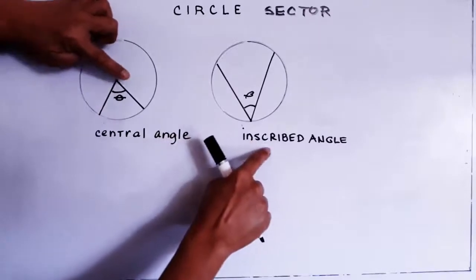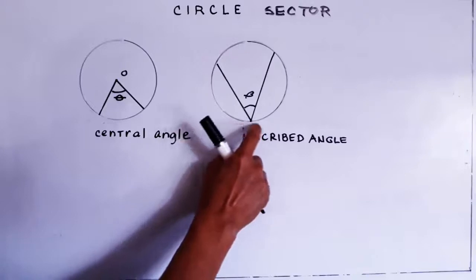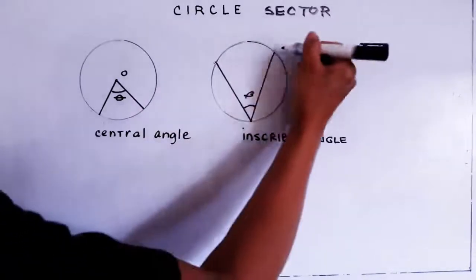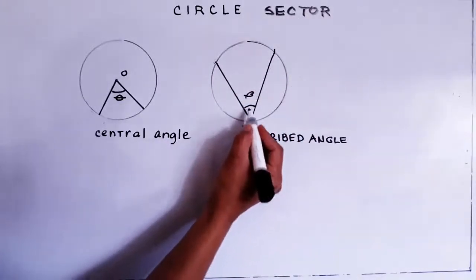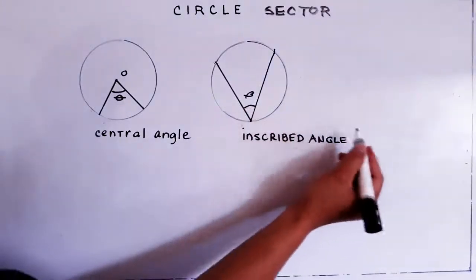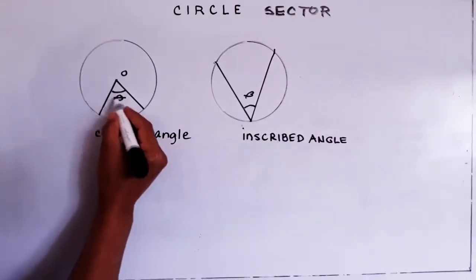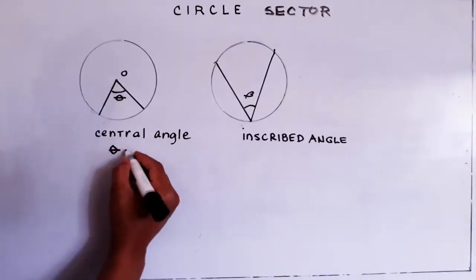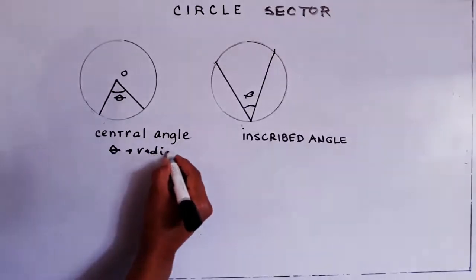The inscribed angle is different. The angle is at the circumference. This one is the circumference of the circle itself. And it is standing on the arc of a circle. So this is our inscribed angle. For the inscribed angle, we usually work in degrees. For the central angle, the angle theta here should usually be converted into radians in computation.